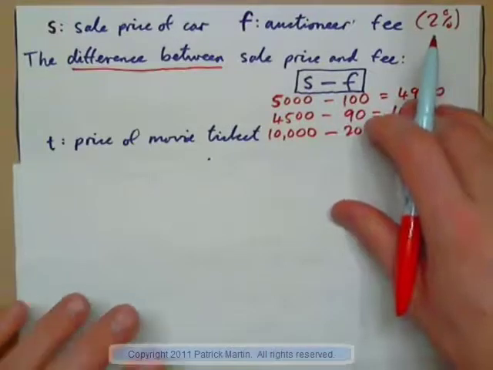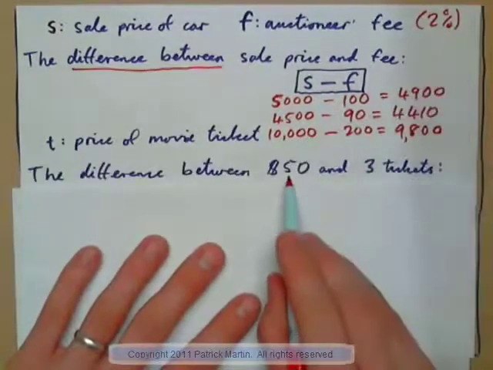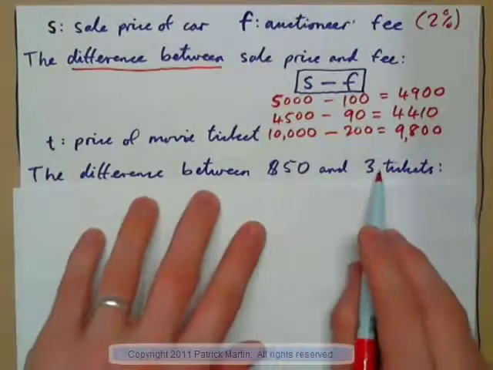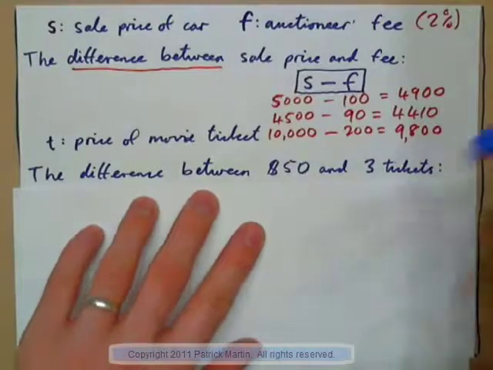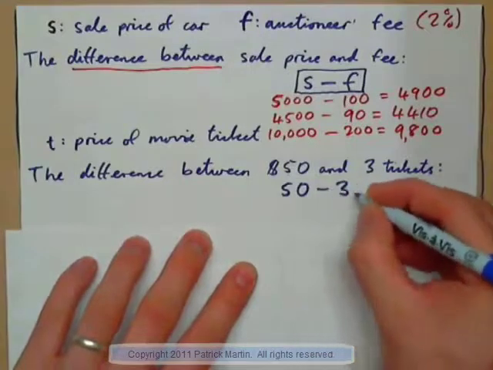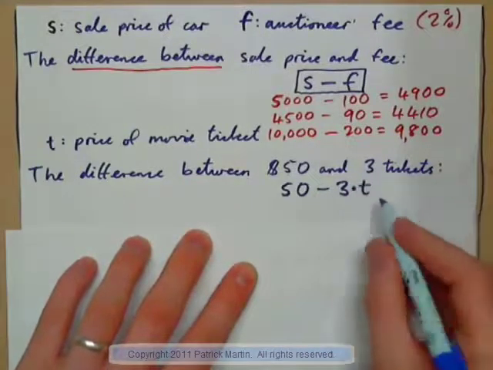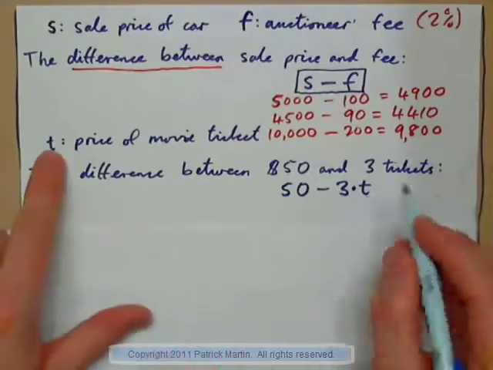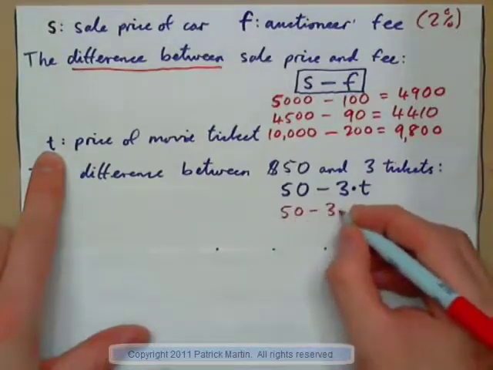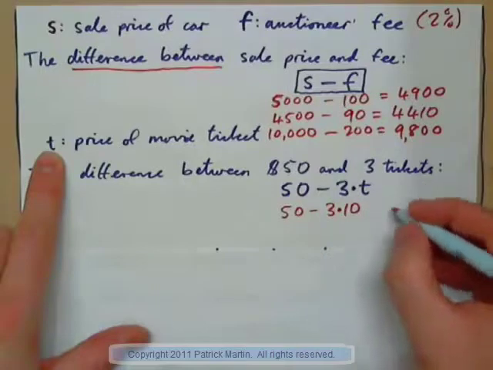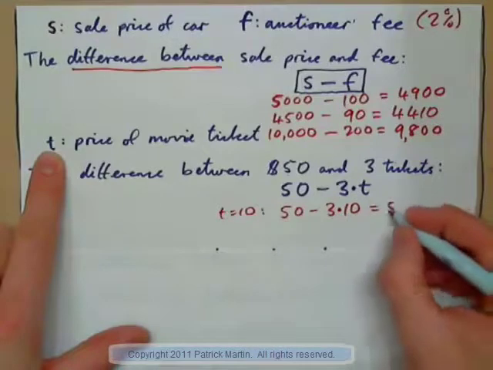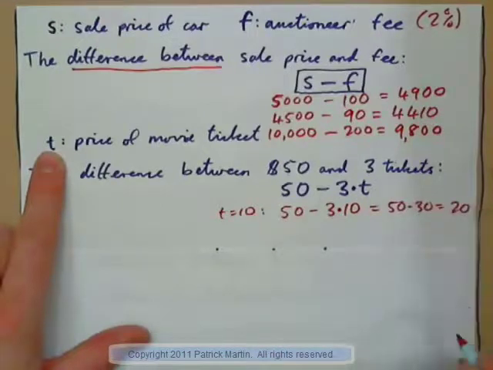And if you were paying for three people to go to the movies, the difference between $50, let's say a $50 note, and three movie tickets could be written like this: $50 subtract 3 times T, where T was the price of the movie ticket. So for example, 50 minus 3 times 10, if T was equal to 10, that would be 50 minus 30, $20 is what you'd have left.